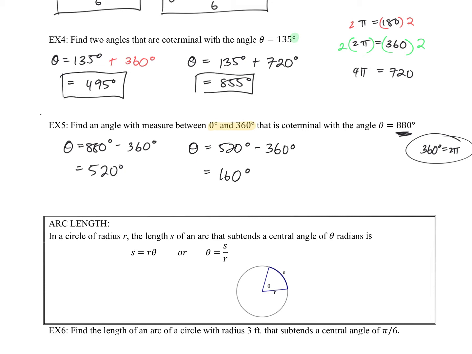Now, is that in between 0 and 360 degrees? The answer is yes. So there we go. We have found an angle that is coterminal with 880 and in between 0 and 360 degrees. Note, 520 was also coterminal with 880. The other thing is it did not fit our restriction, which is why we had to keep going until we found one that did fit our restriction.